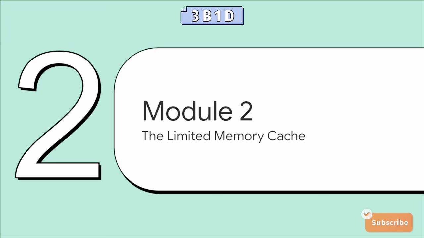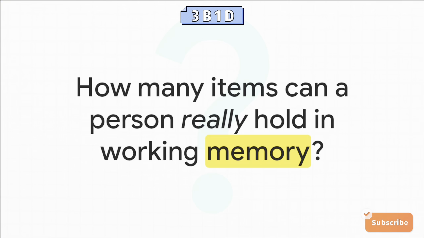All right, let's jump to our second module. This one is all about memory, or as we can think of it, the brain's super limited memory cache. If that visual processor was the GPU, this is the RAM. And trust me, it's a lot smaller than you probably think. So, I've got a question for you. I'm sure you've heard that old saying, the magic number 7, plus or minus 2. The idea that people can hold about 5 to 9 things in their short-term memory at once.